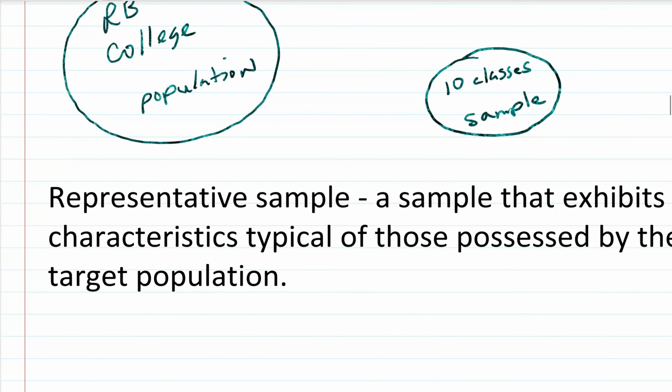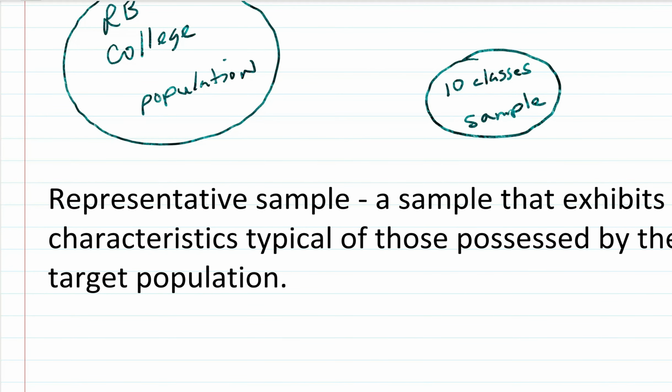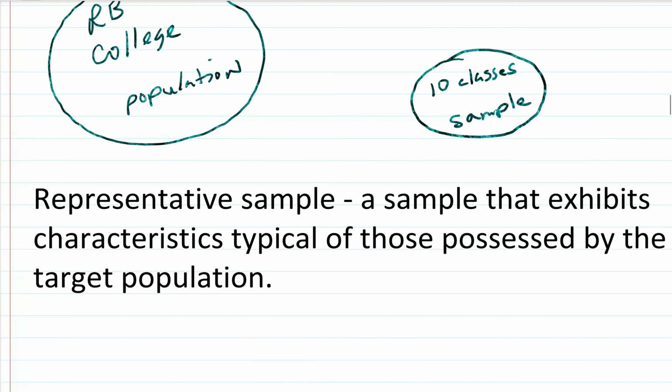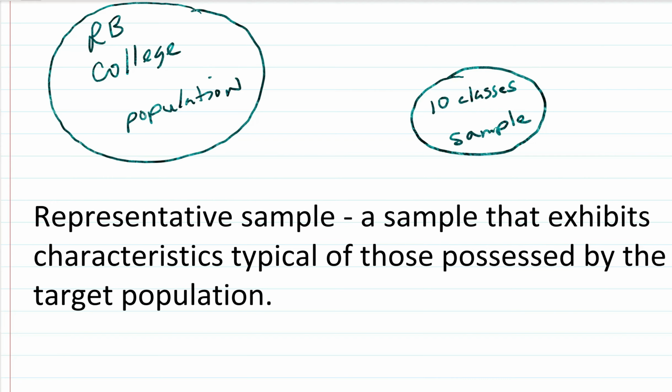And we're talking about a representative sample. So this is a sample that exhibits the characteristics typical of those possessed by the target population. So my 10 class sections would be a representative sample of the population because they share all the same characteristics of the entire school population.